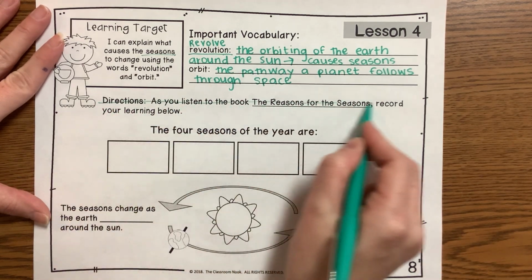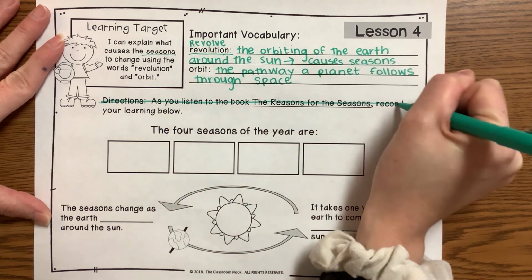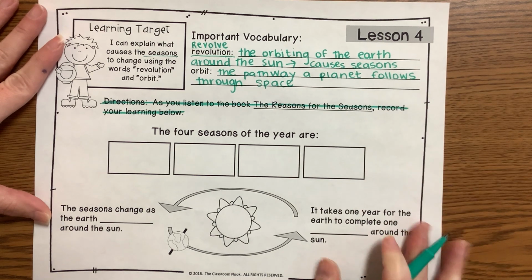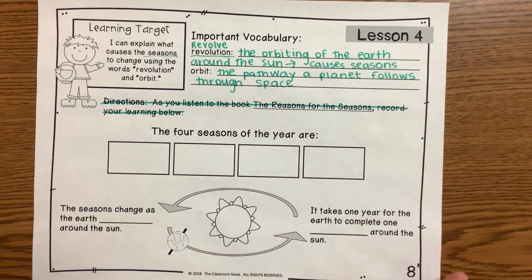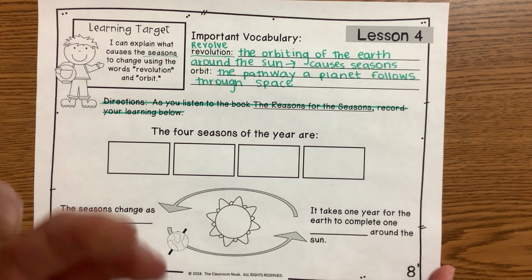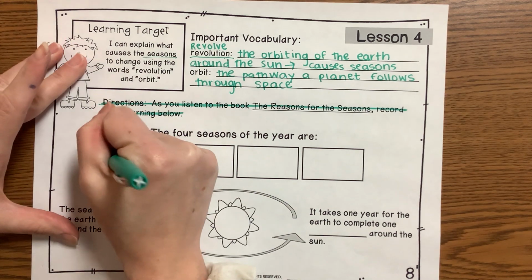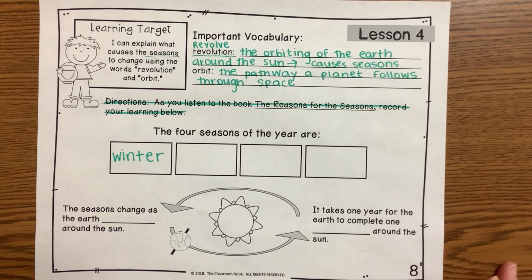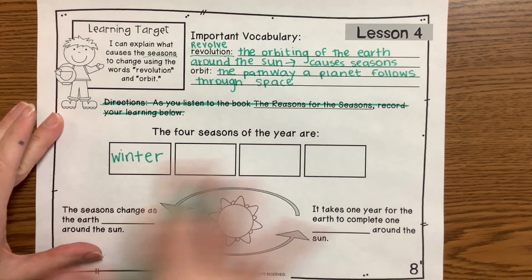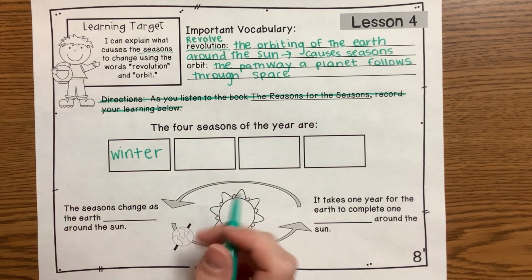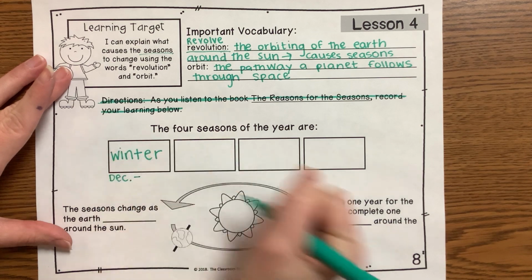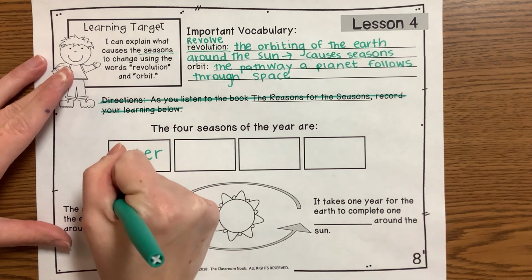We're not going to read this book, but we already talked about these things. So again, this is just a review. Now, the 4 seasons of the year. We know this. What are the 4 seasons of the year? The first one is winter. Do you know what comes after winter? I'm going to write the months down here that we typically have. So winter goes from December through March, technically.